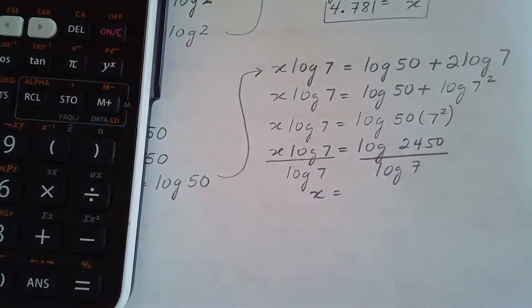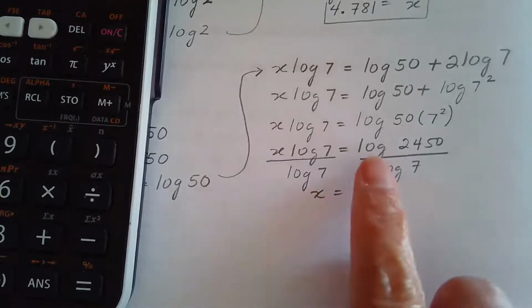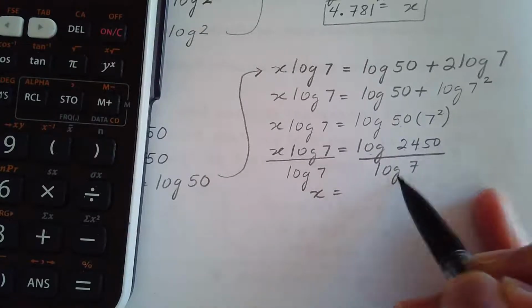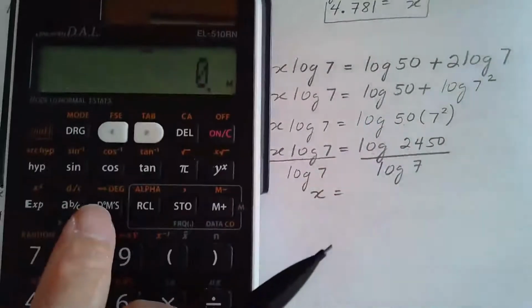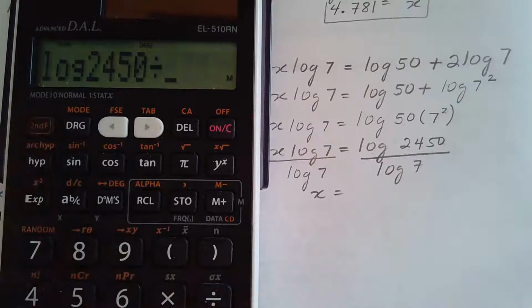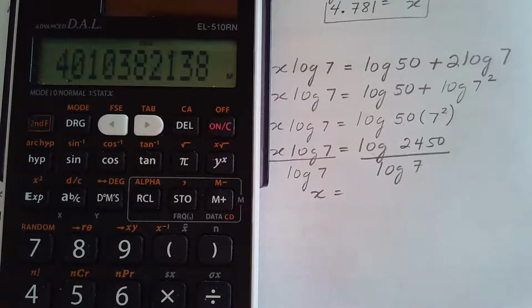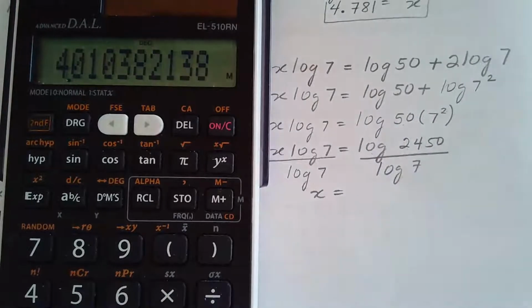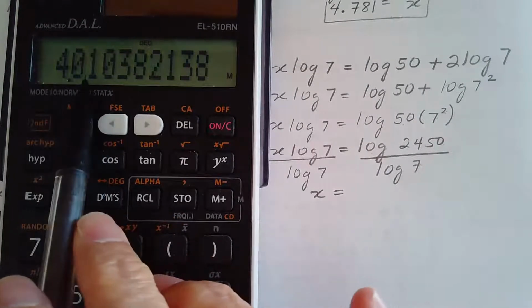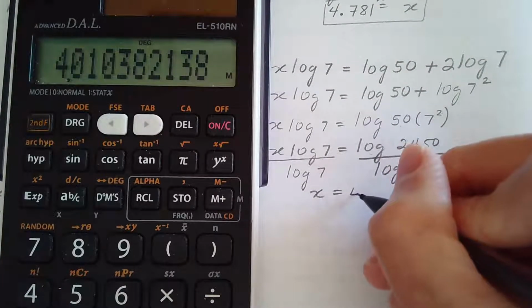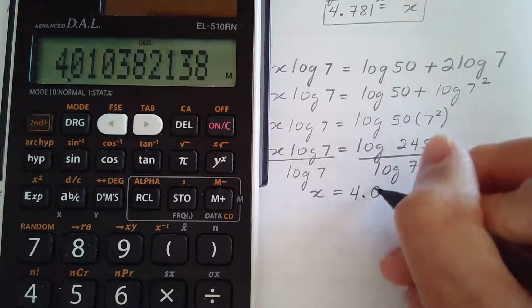So x equals log of 2450 divided by log of 7. Then we can figure that out. You can give it a try on your own. Divided by log of 7, we're going to get, again, an approximate answer. We might have to round it off to 3 decimal places. So approximately 4.010.